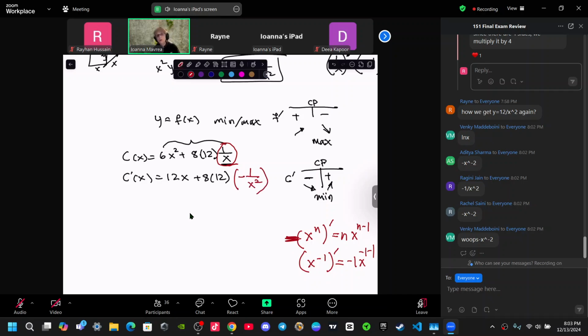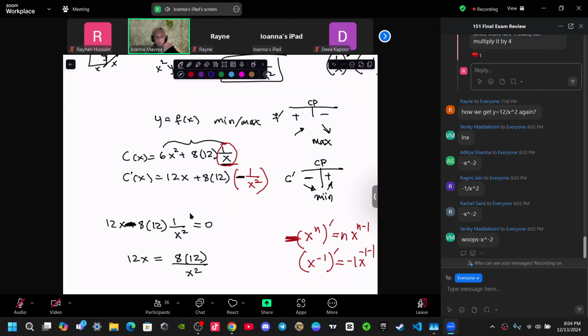Okay, so now I want to set this equal to 0 and find the x. If you want to, you can combine this into one fraction, but no need to do that. Again, don't bother with 8 times 12. Leave it. It's a minus now, because there's a minus there: 12x minus 8 times 12 over x squared equal to 0. I'm going to separate the terms, put them on different sides. So 12x is equal to 8 times 12 over x squared.